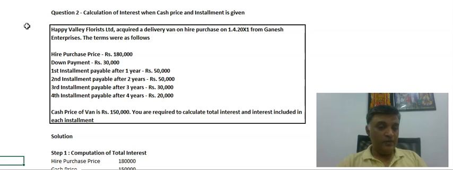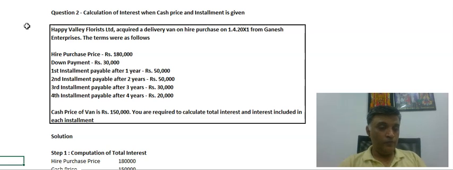Happy Valley Florist Limited acquired a delivery van on hire purchase on 14X1 from Ganesh Enterprises. The terms were as follows. Hire purchase price is 1,80,000, down payment is 30,000, first installment 50,000, second installment is 50,000, third installment is 30,000, fourth installment is 20,000. Cash price is 1,50,000. You are required to calculate total interest and interest included in each installment.